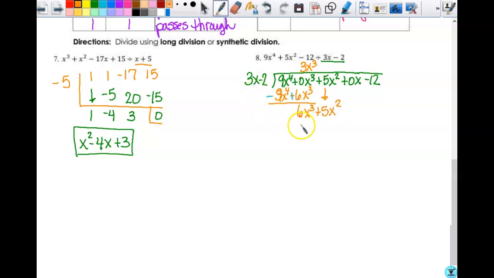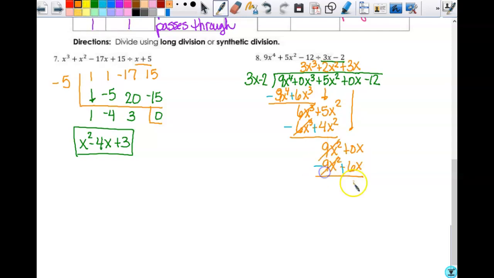So 3x into here, I get positive 2x squared. So this is 6x cubed minus 4x squared. And this is going to give me negative positive. Those zero out, and I get 9x squared. Bring down my 0x. 3x goes into 9x squared, a positive 3x times. So this gives me 9x squared minus 6x. Change my signs.